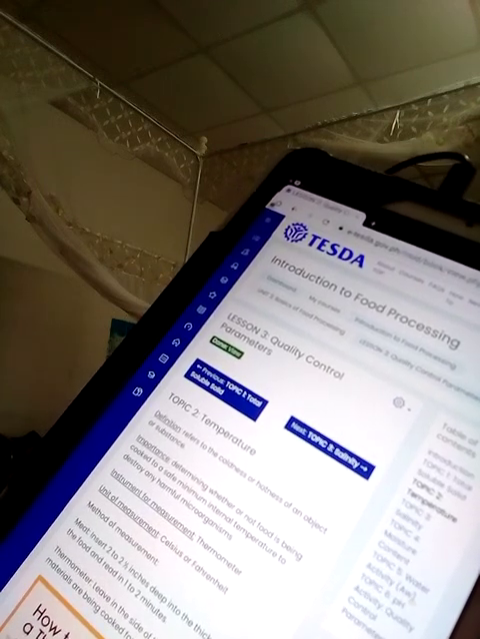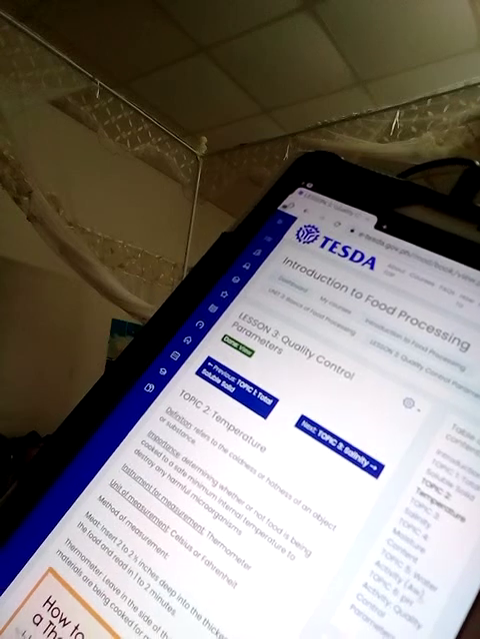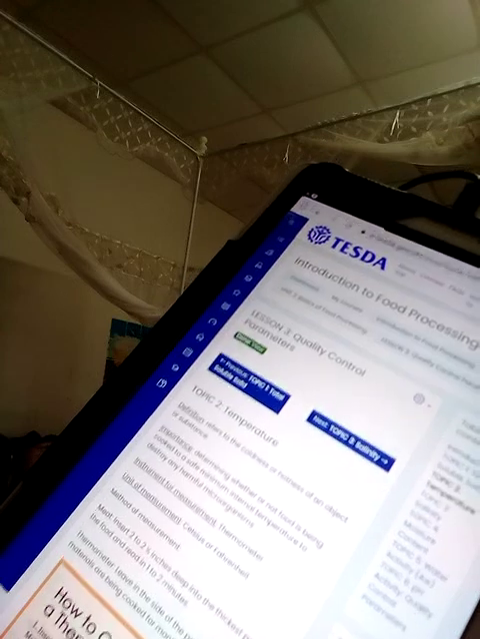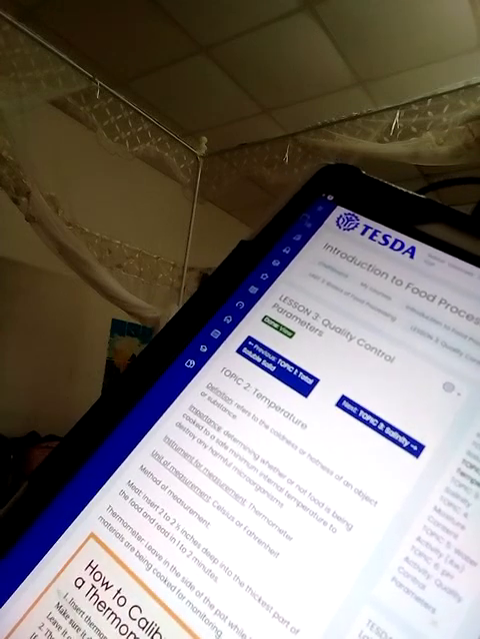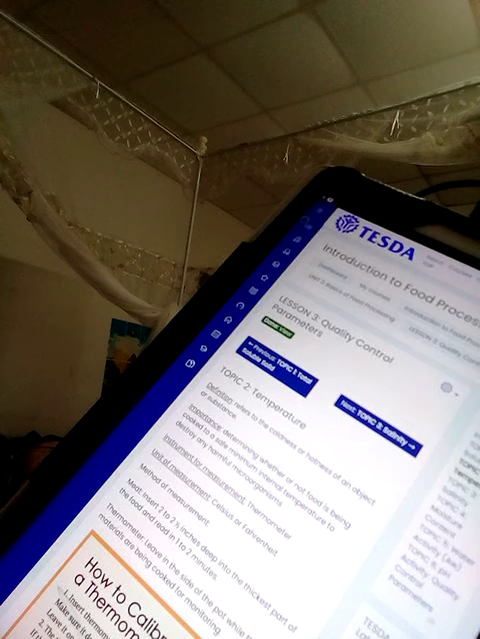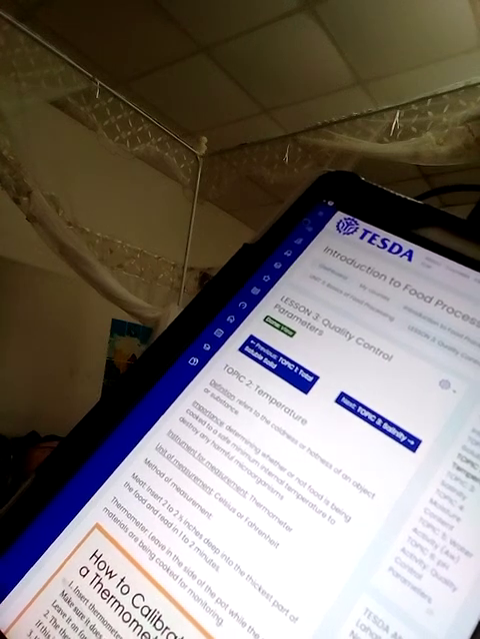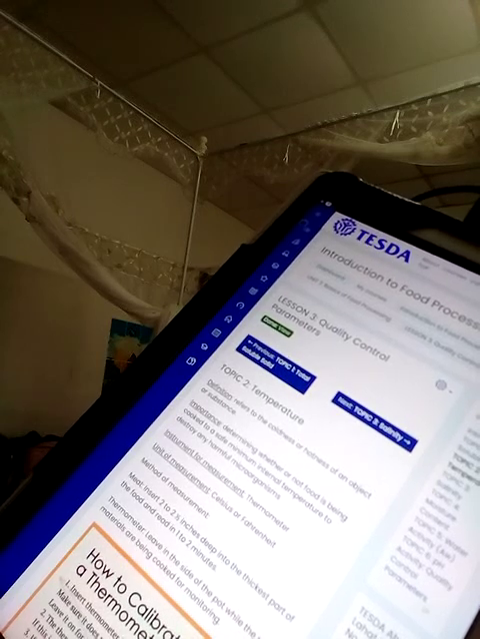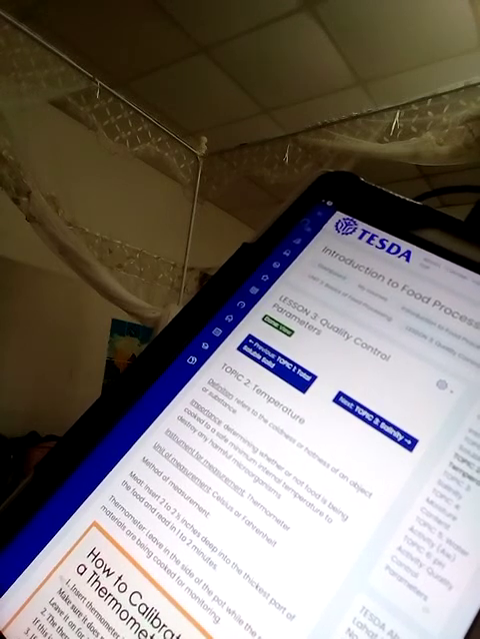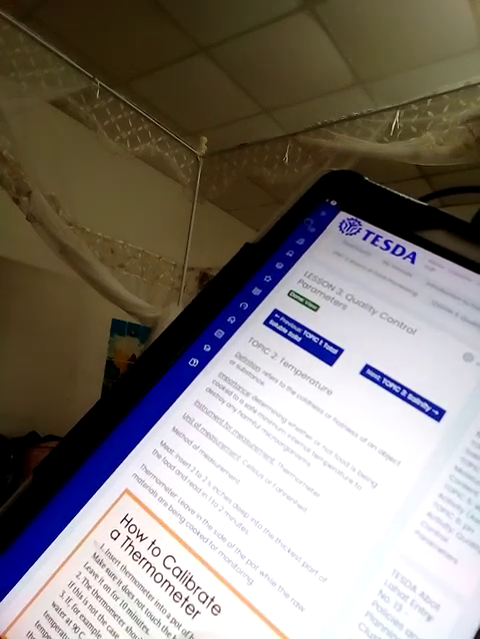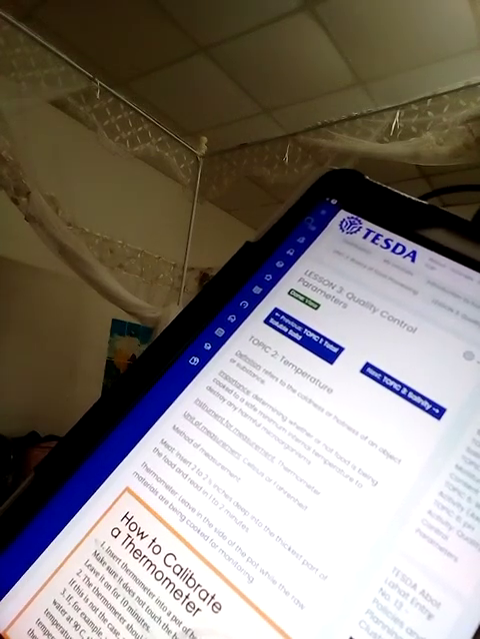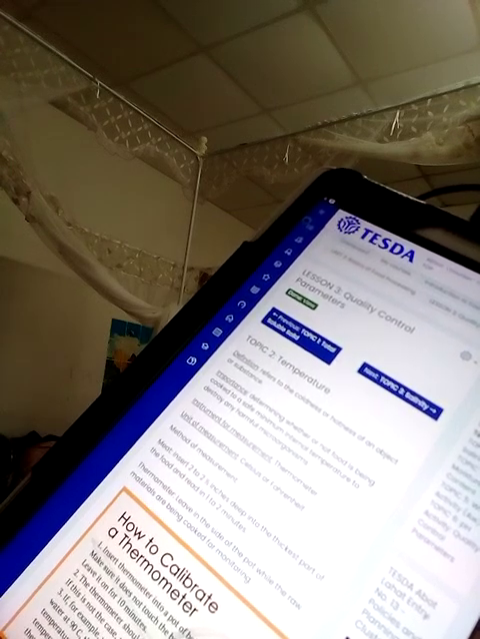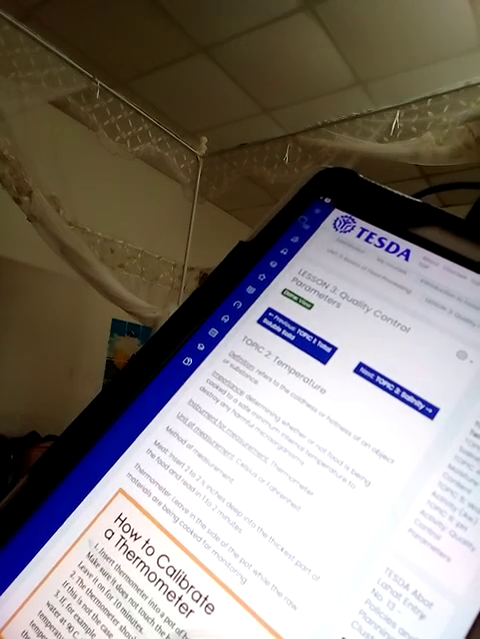So the instrument of measurement is a thermometer. The unit of measurement is Celsius and Fahrenheit. Method of measurement for meat: insert the thermometer 2 to 2.5 inches deep into the thickest part of the food and read it in 1 or 2 minutes. Thermometer: leave it in the side of the pot while the raw materials are being cooked for monitoring.